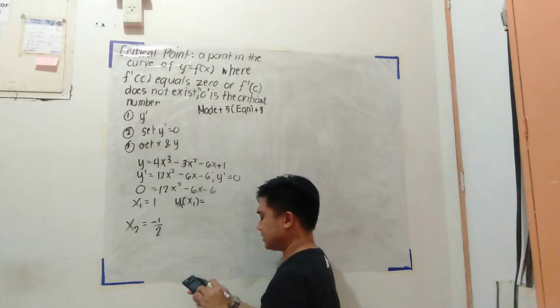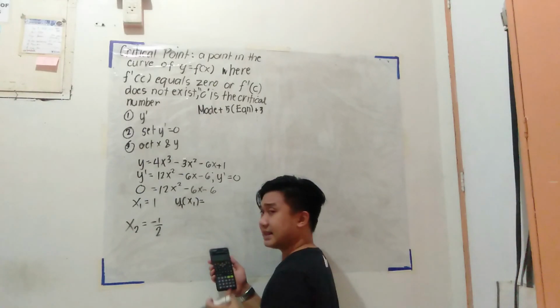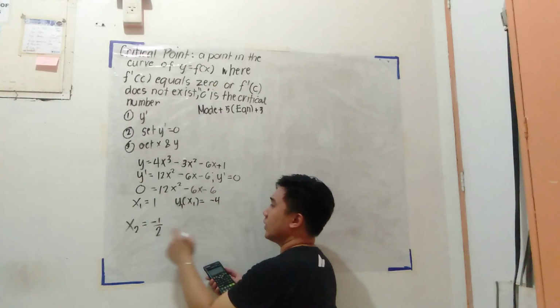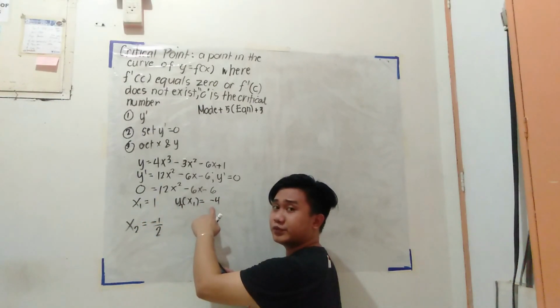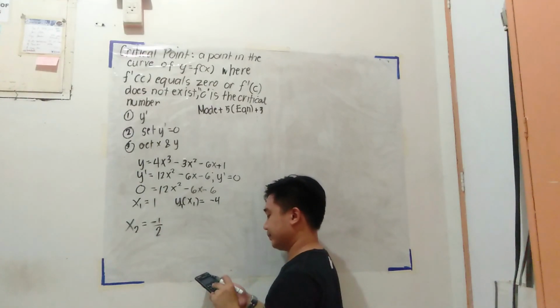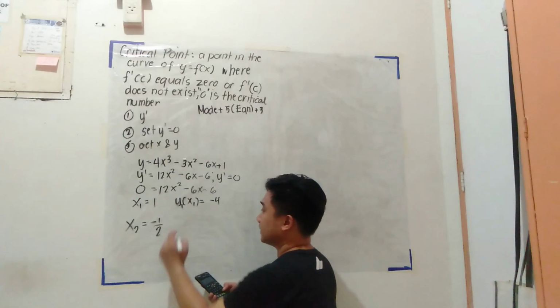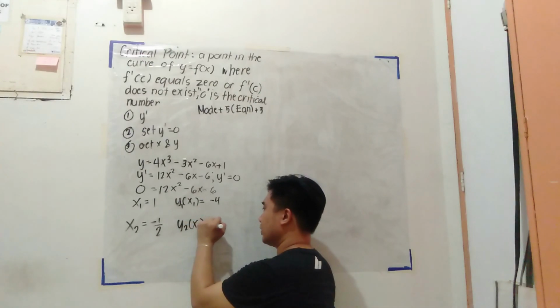plus 1, calc, and then pag 1, so when x is positive 1, your y is negative 4. Eh, what about if it's negative 1 half? So, your y2 is 2.75.